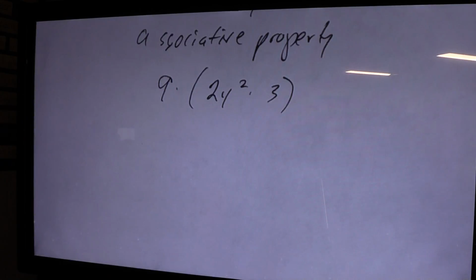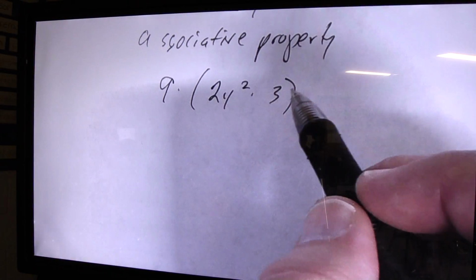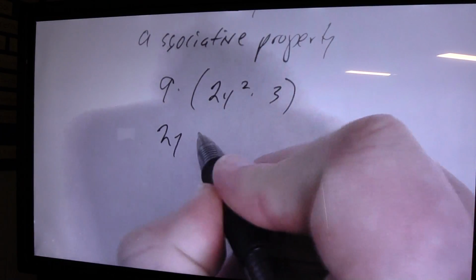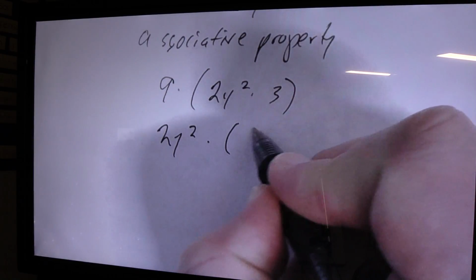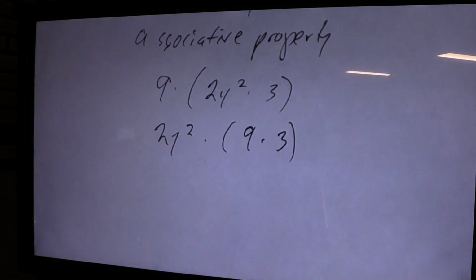For instance, I'm not bound by these parentheses. If I wanted to, I could say 2y squared times the product of 9 and 3. By grouping it that way, I might be able to solve it easier. 2y squared times 27, and then I would multiply 27 by 2 and get 54y squared. But I'll stop there. I just wanted to show you that with the associative property of multiplication, you can group the factors any way you want and still get the same product.